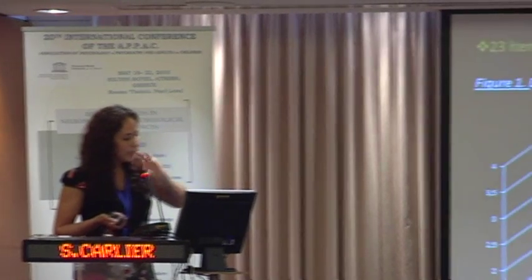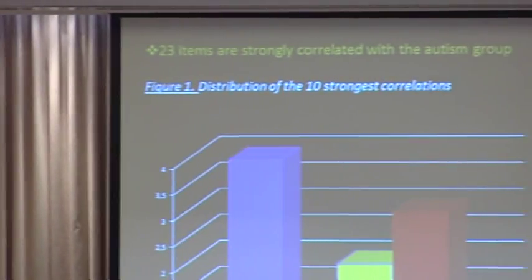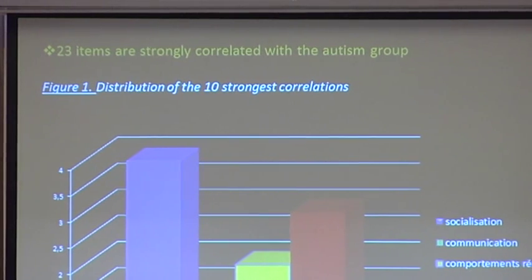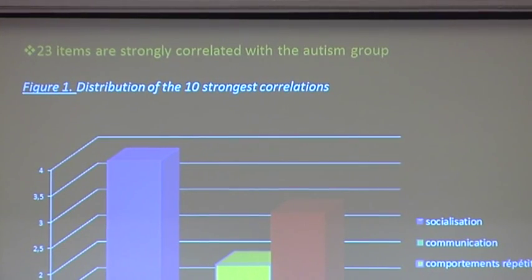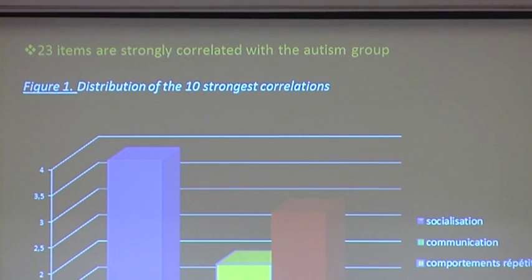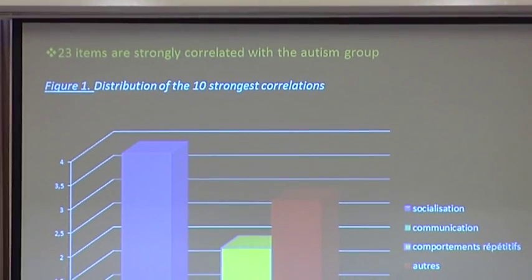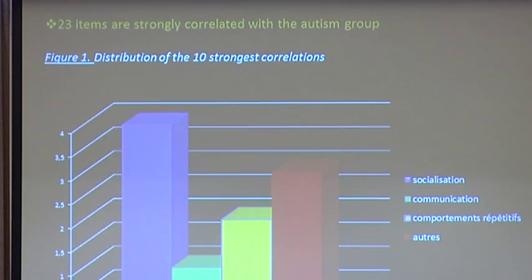So the first result we have is that out of the 34 items in the questionnaire, 23 are strongly correlated with the autism group. This is the first 10 strongest correlations with the autism sample.